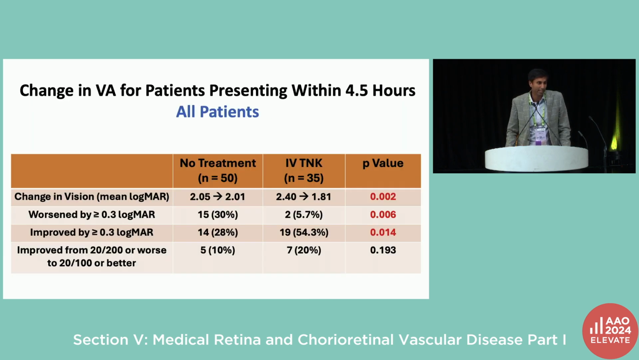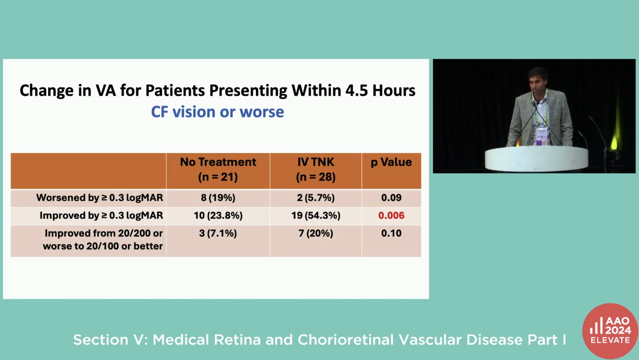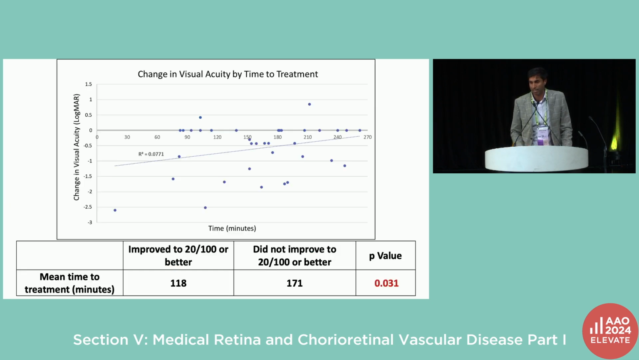We can look at that in more of a tabular fashion here. If you compare the two groups, it's statistically significant to do better if you get this tenecteplase within 4.5 hours, whether you're looking at worsening of 0.3 or improving of 0.3. It's numerically superior but not statistically significant to get better than 20/200. If we just pull out the patients who are count fingers or worse, the thing that shakes out is you're more likely to improve by 0.3 logMAR if you get the treatment.